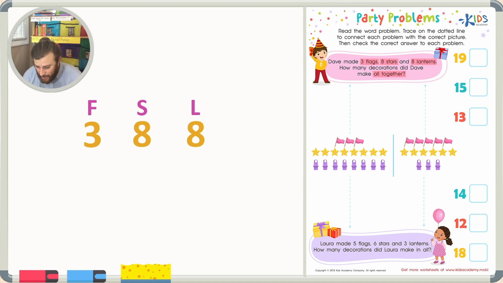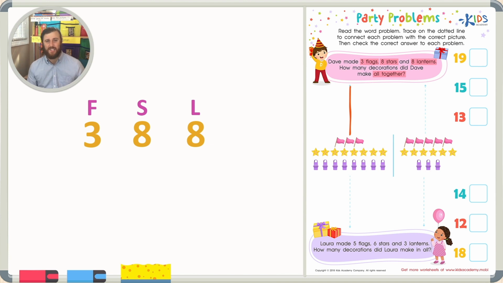Well, I can see right here there's 3 flags, so I'm already starting to think that this picture is the correct one. I know there's 8 stars, so let's count the stars. 1, 2, 3, 4, 5, 6, 7, 8. I also know there's 8 lanterns, so let's count the lanterns. 1, 2, 3, 4, 5, 6, 7, 8. So this must be the correct picture. So let's trace on the dotted line.